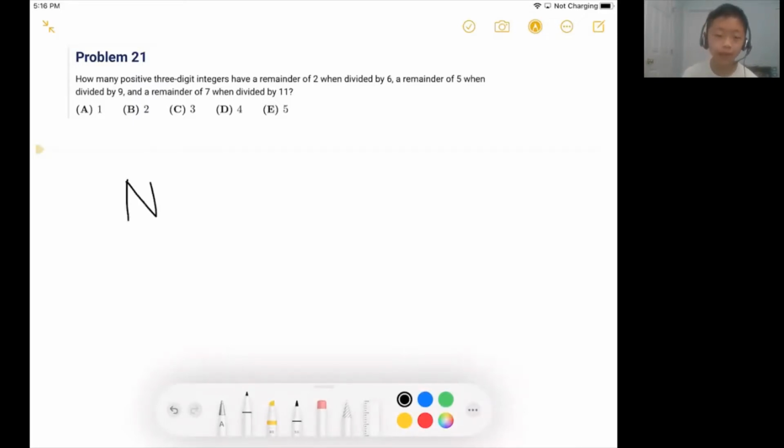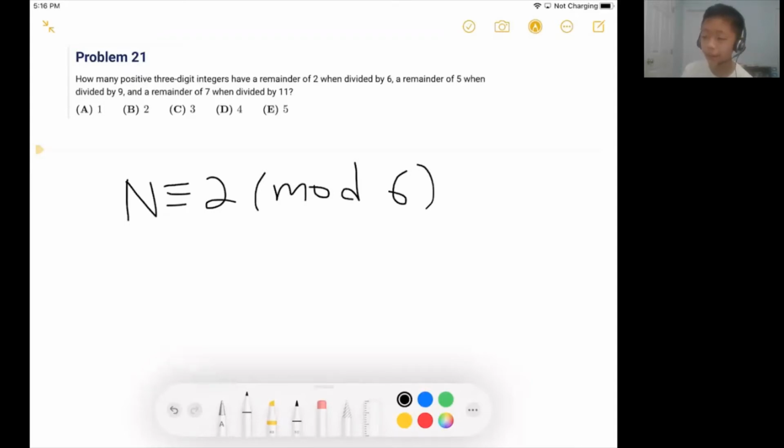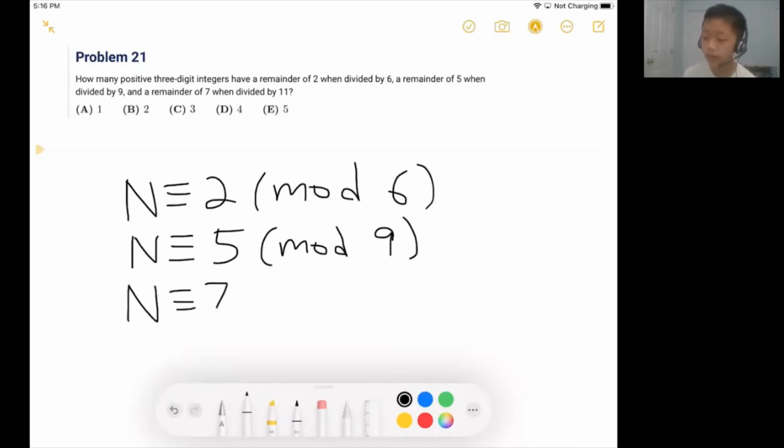And we're given it leaves a remainder of 2 when divided by 6. So in terms of modular arithmetic, we can say n is congruent to 2 mod 6. We're also given that the number leaves a remainder of 5 when divided by 9, so n is congruent to 5 mod 9. And it leaves a remainder of 7 when divided by 11. So in terms of mods, that'd be n is congruent to 7 mod 11.